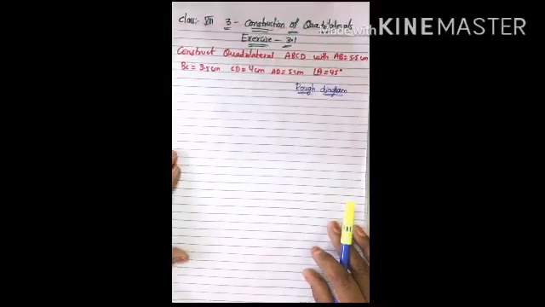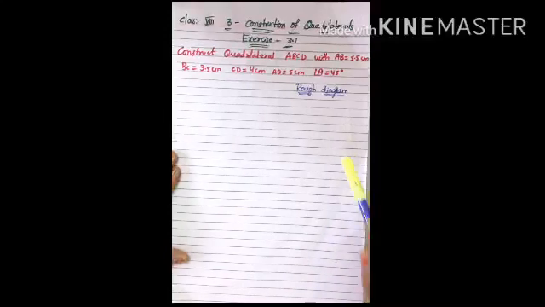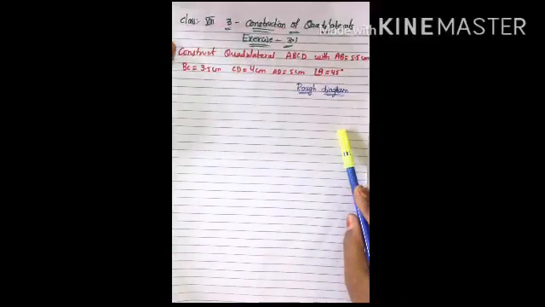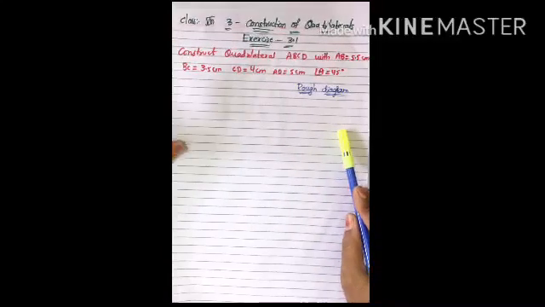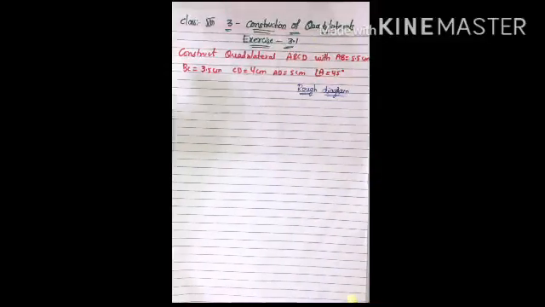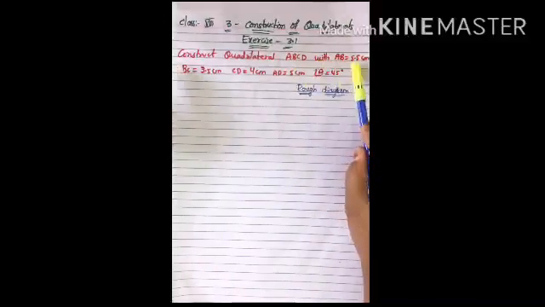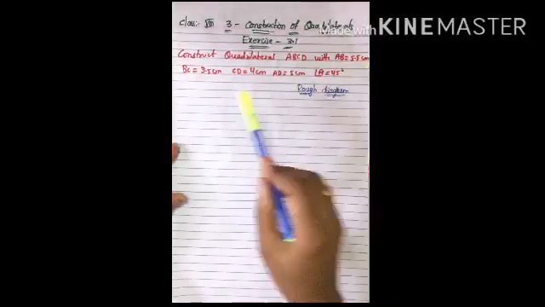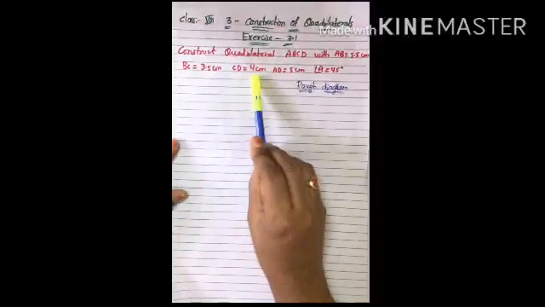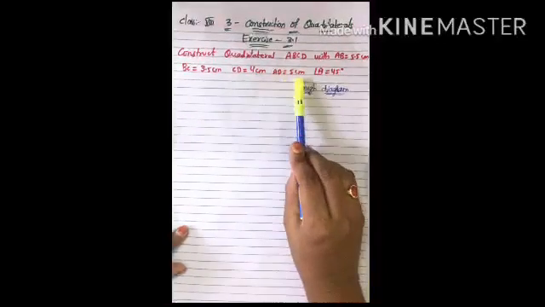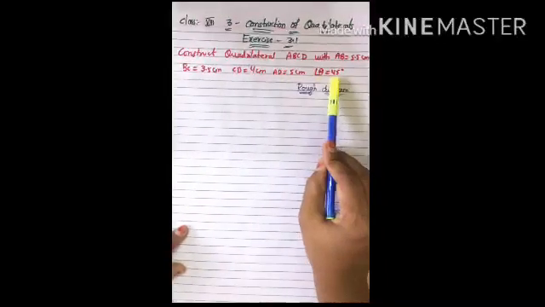In this video I am going to explain the construction of quadrilaterals, 8th class, 3rd unit. In exercise 3.1, the first question is: construct quadrilateral ABCD with AB 5.5 centimeters, BC 3.5 centimeters, CD 4 centimeters, AD 5 centimeters and angle A equal to 45 degrees.